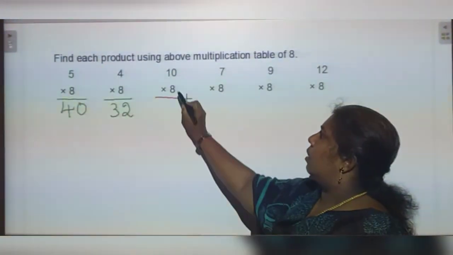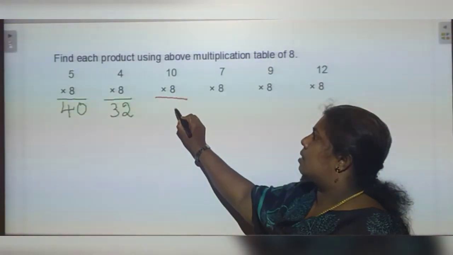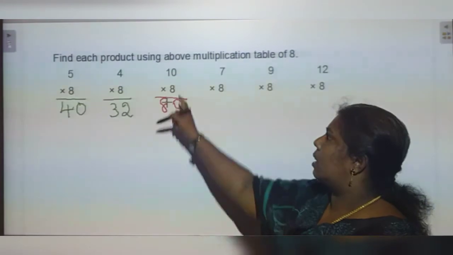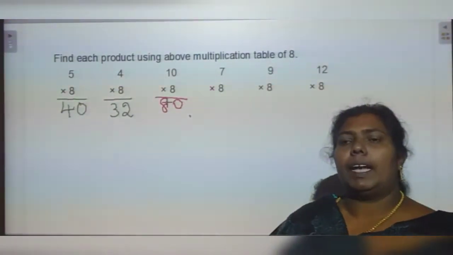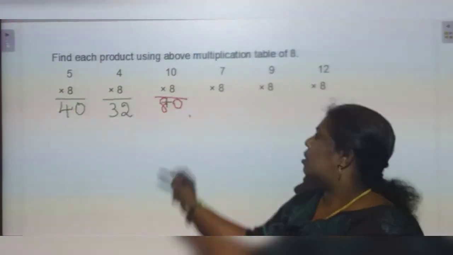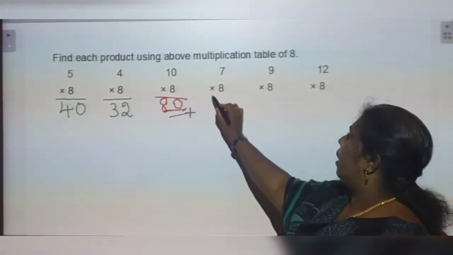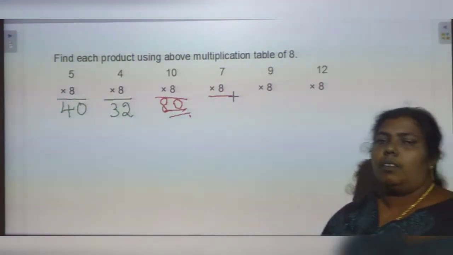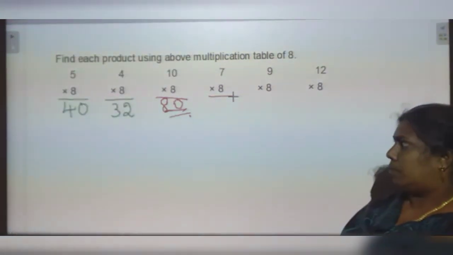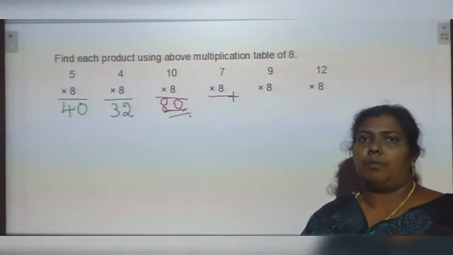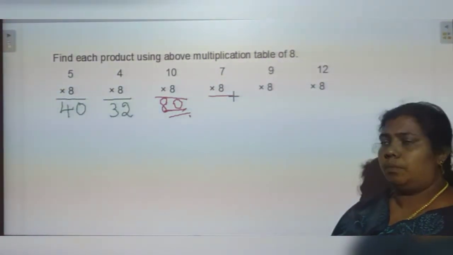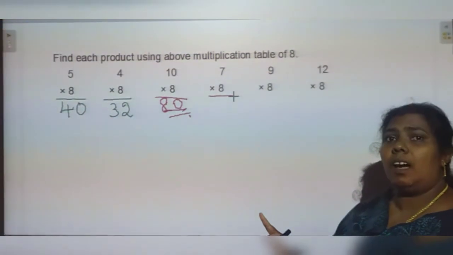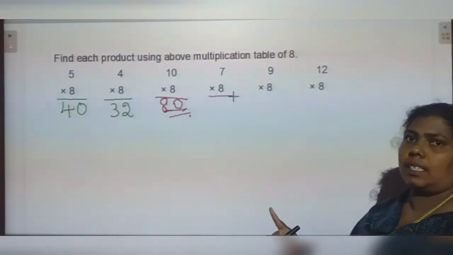So here you can see 8 times 0 is 0. Then 8 times 1 is 8. Also you can say the 8th table 10 times. 10 8s are 80, isn't it? So the answer is 80. Okay, here the 8th table 7 times. 1 8 is 8, 2 8s are 16, 3 8s are 24, 4 8s are 32, 5 8s are 40, 6 8s are 48, 7 8s are 56, right? Yes.